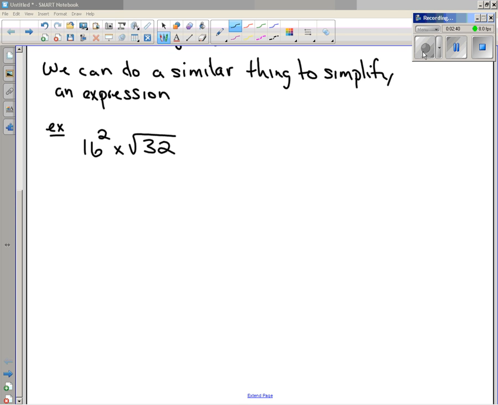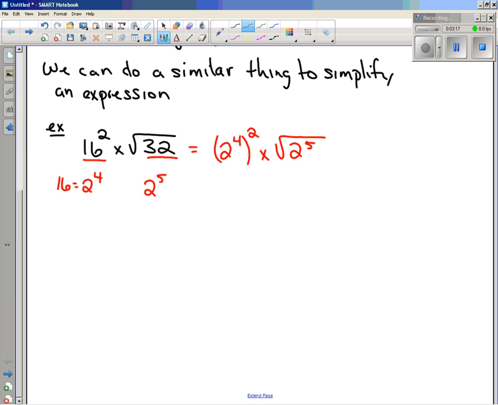Anything you know? Okay, if we go through, we should notice that 16 and 32 are both 2 to the power. Okay, so what is 16? That is 2 to the power, okay, 16 is 2 to the power 4. What's 32? 2 to the power 5. Okay, and we can rewrite that as 2 to the power 4 squared times the square root of 2 to the power 5.